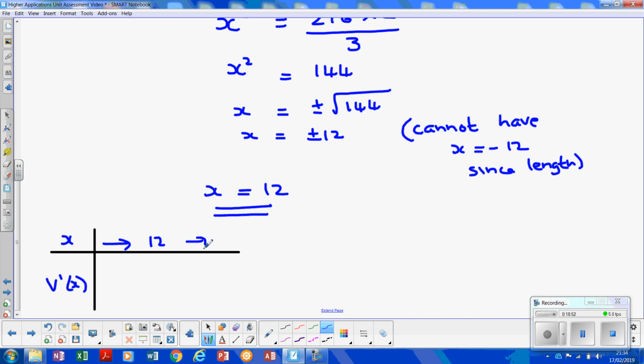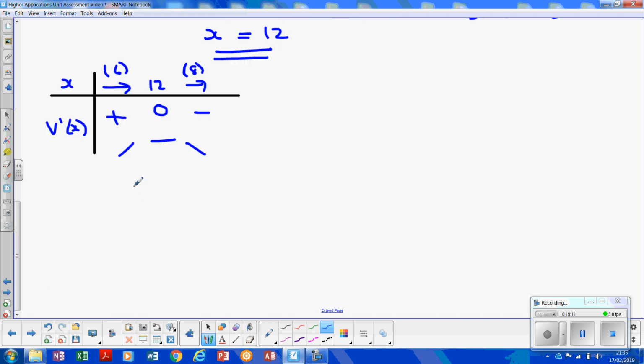So choose a value, say 6. Choose a value, say 8. And at this point, you can cheat. We know it's a maximum, so I know it's got to look like that. That's a maximum value. So therefore, it's sloping uphill, which is positive, 0 and negative. So you would just finish that off by saying max value or max volume when x is equal to 12. And it's important that you do that table.